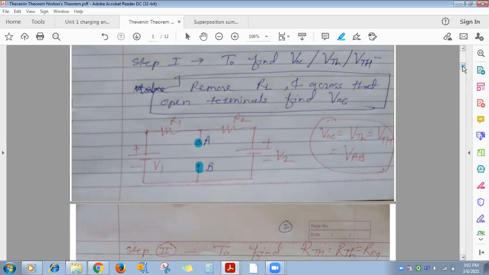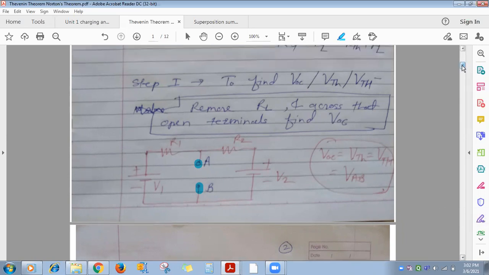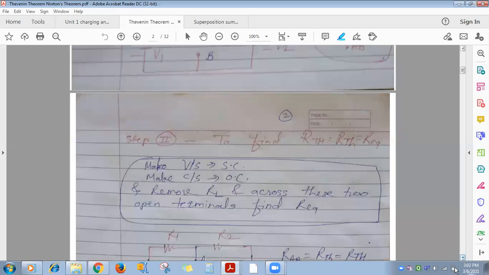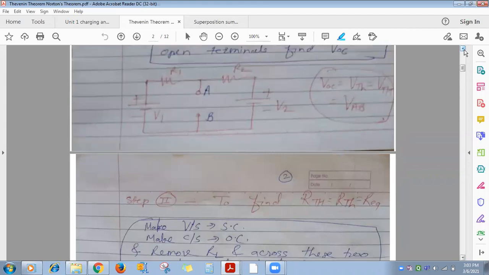So according to this theorem, to find out VTH, remove the load resistance and draw the entire circuit as it is. Across these two open terminals, find the voltage, and that will be Thevenin's equivalent voltage. Next, we'll see. I will take a numerical, then it will be clear how to find this open circuit voltage. Mostly I use Kirchhoff's law; if you are comfortable with another method, you can use that also. Then the second step is to find out RTH, that is Thevenin's equivalent resistance. What you have to do for that?